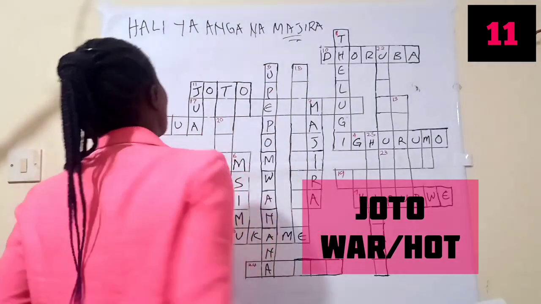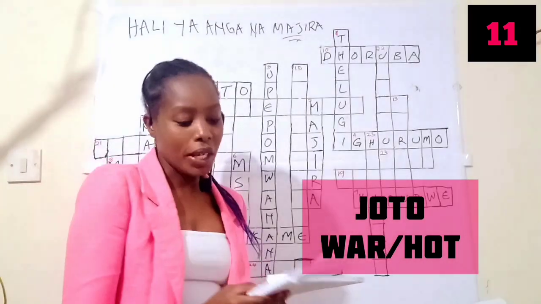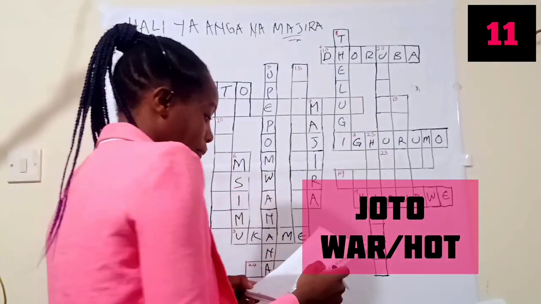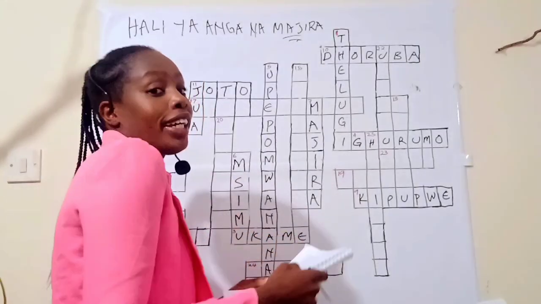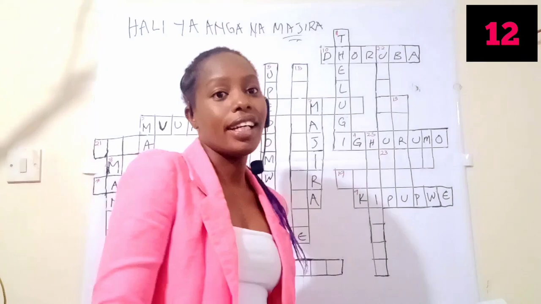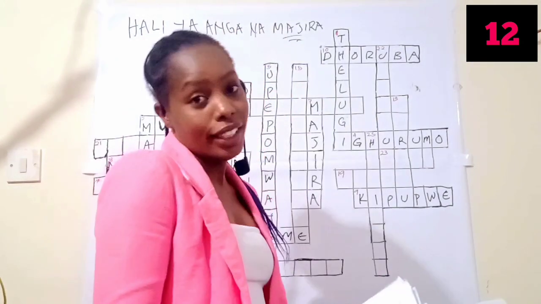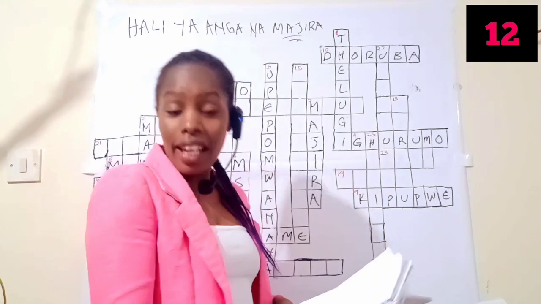Joto. So number 11 across is joto. Yes. Okay. Let's go to number 12. Number 12, the word is air. We breathe in air. So what is air in Swahili?